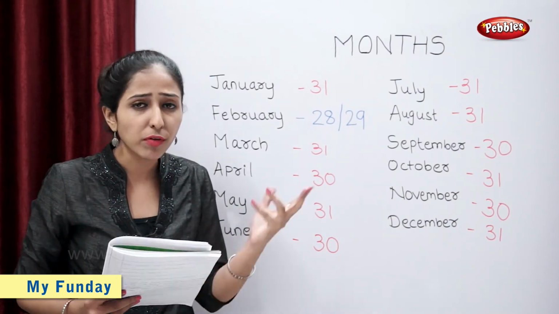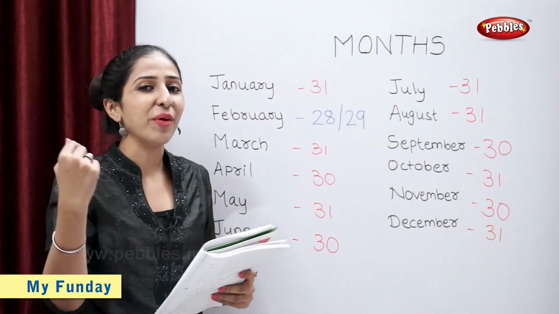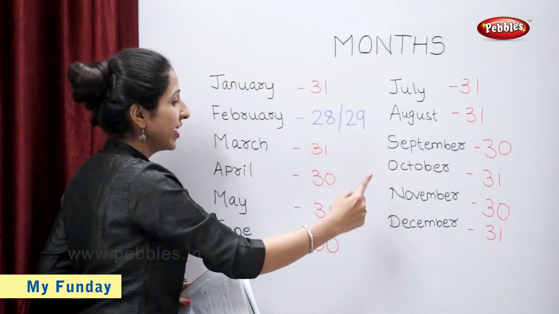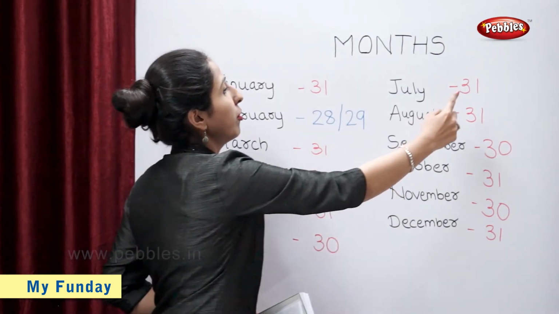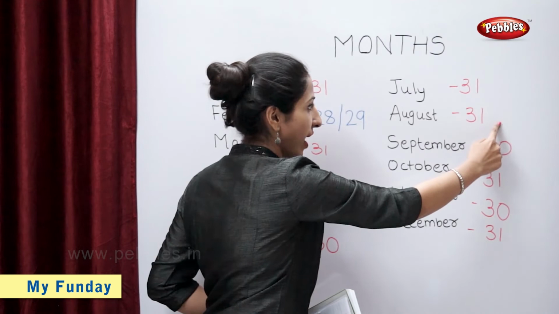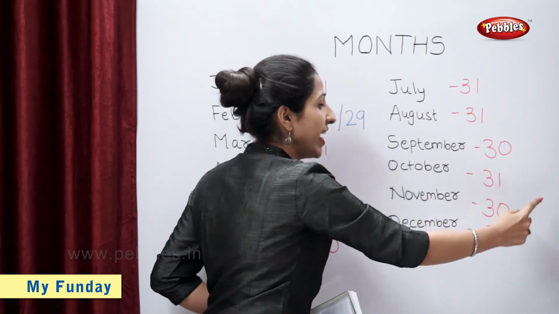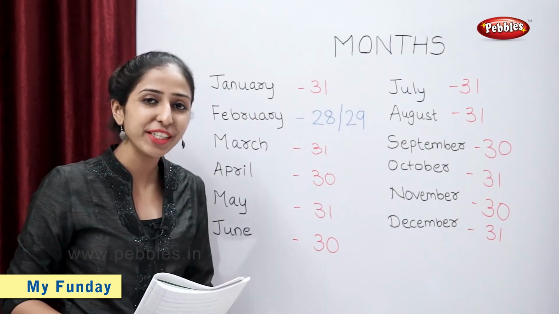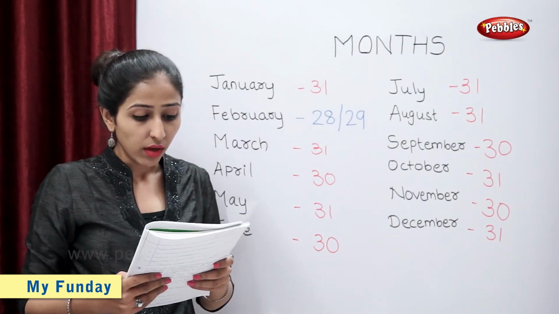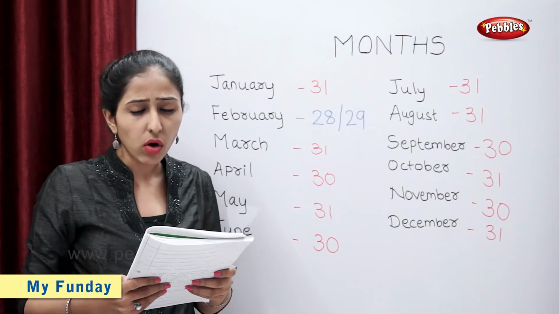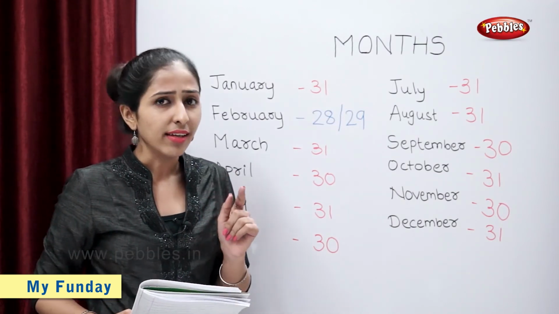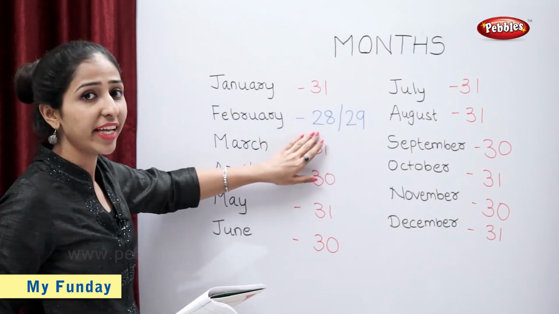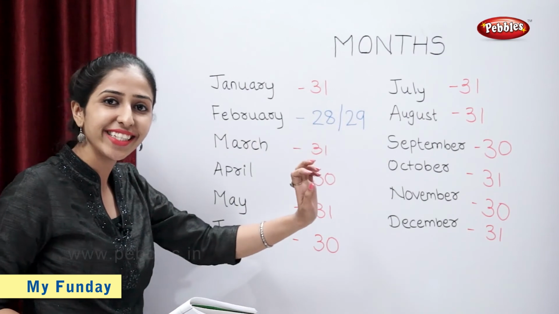How many months have 31 days? Let's count again. 1, 2, 3, 4, 5, 6 and 7. So, there are 7 months which have 31 days. Which month has 28 or 29 days? Correct. Month February has 28 or 29 days.